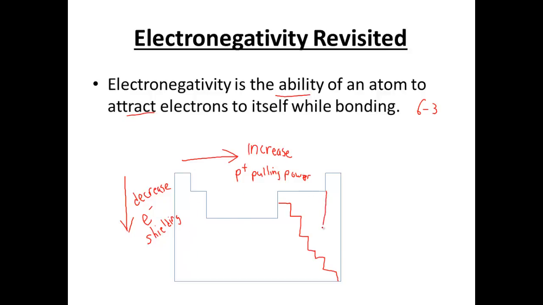So remember, the noble gases don't attract electrons, so no attraction to those ones. Fluorine was the hungriest of our atoms wanting electrons. So as we're going, with more proton pulling power, these elements are going to want to attract electrons. Elements down the side are going to want to get rid of electrons.